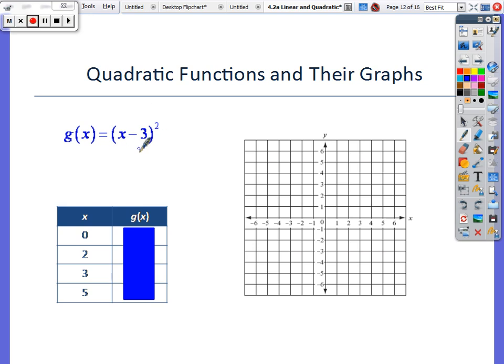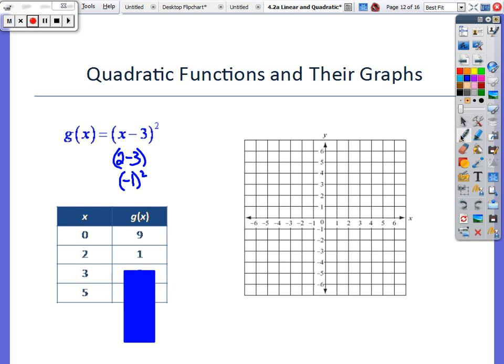So we're still sort of at a t-chart, but I want to show you where the vertex is as well. So let's do the t-chart first. I'm going to go ahead and plug in 0. I get -3 squared, which is 9. I plug in 2, 2 minus 3, which is -1, and -1 squared, which is 1. Okay, so that's what we get when we plug in 2.